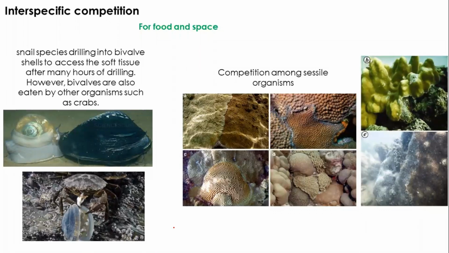Also there would be competition at the interspecific level. For example, that can happen for the food, because you can see here one snail which is feeding on the bivalves, and then you have the crabs which are also feeding on the bivalves. So what will happen? There will be interspecific competition. This snail wants to eat the bivalves, and then the crab also will try to eat the bivalves. Okay, so you can understand that they can be called guild species, because their habitat is the same and their requirements and resource utilization are the same. Okay, then there will be competition for the space.